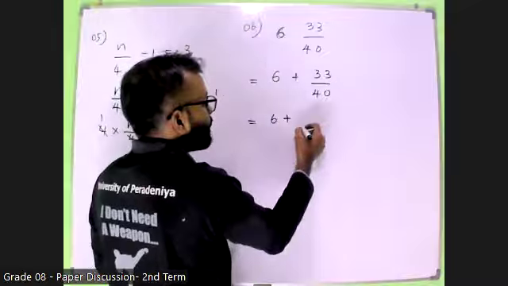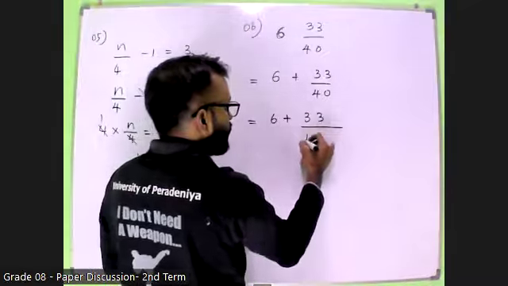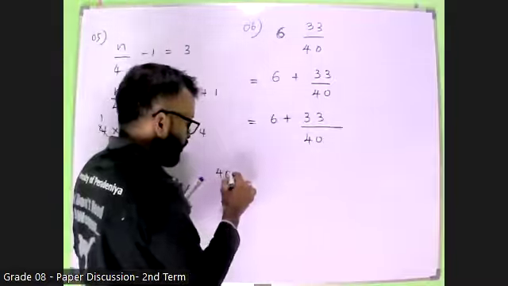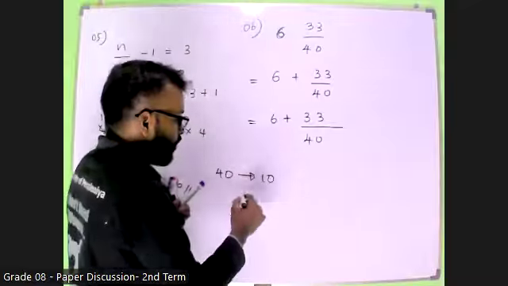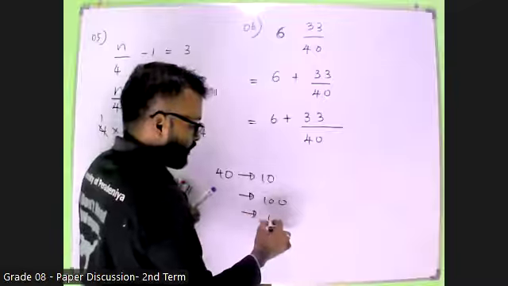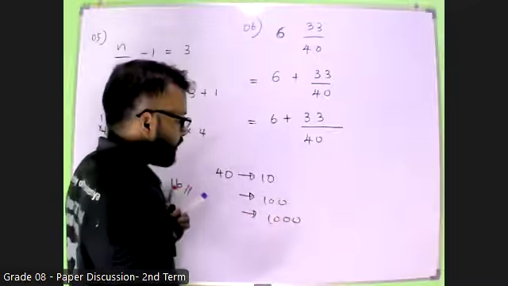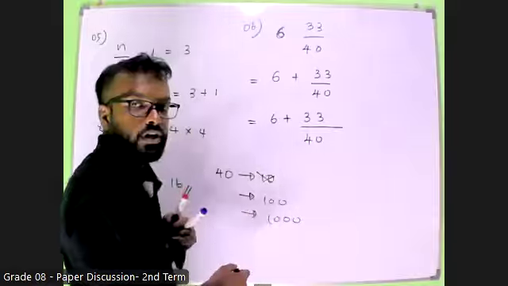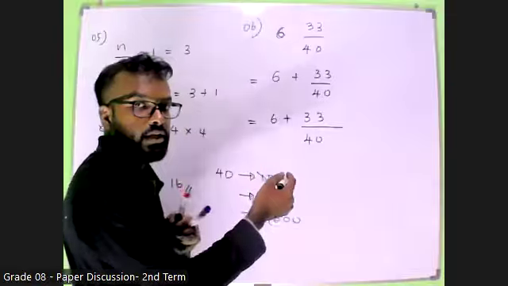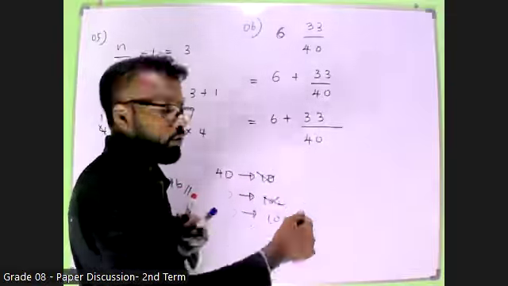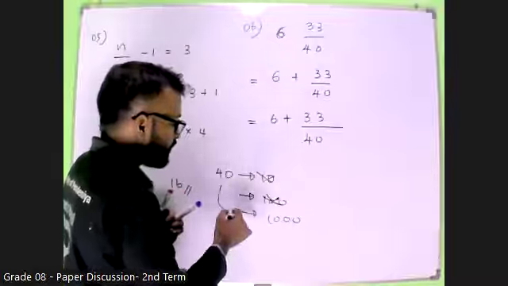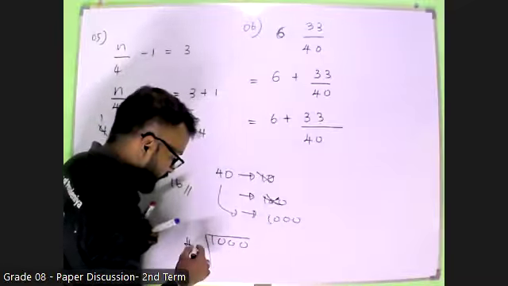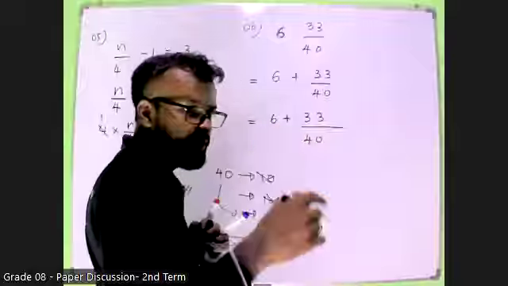6 plus 33 upon 40. So you need to check whether you are going to convert this 40 into 10 or 100 or 1000. 40 cannot be converted into 10 by multiplying, and 40 cannot be converted into 100 because 2 times 40 is 80, 3 times 40 is 120. So you definitely need to convert this 40 into 1000. So 1000 divided by 40. You have to watch the lesson again. I have sent the link there.